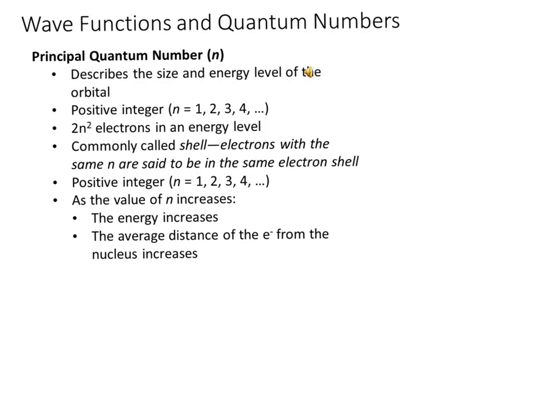All right, let's see. We've already covered that your principal quantum number can only have values of n equals 1, 2, 3, 4, 5, 6, 7, positive integers. The number of electrons that can have the same principal quantum number is 2n squared.